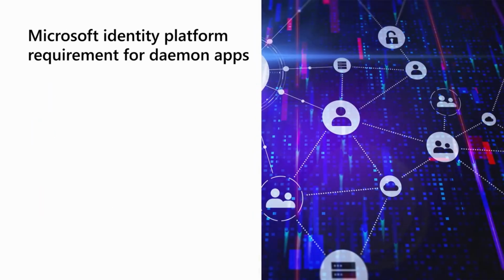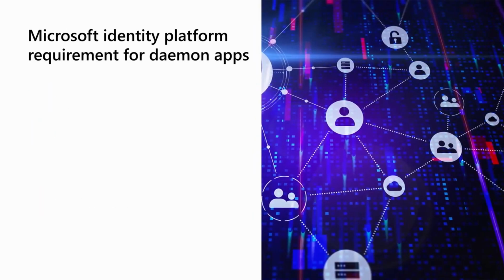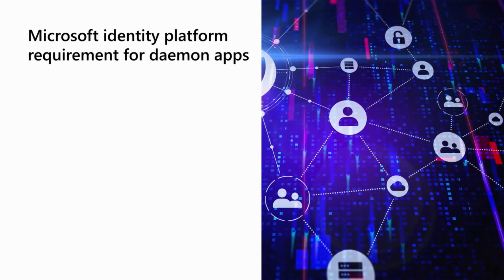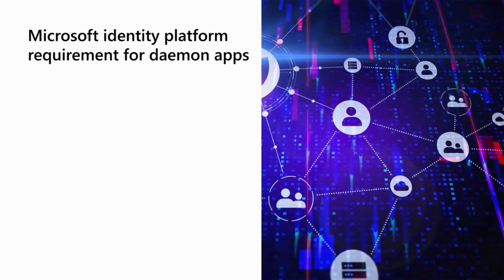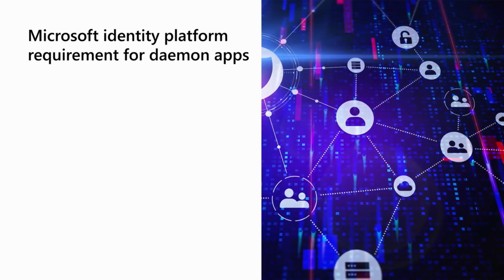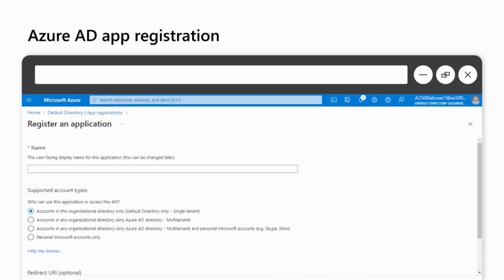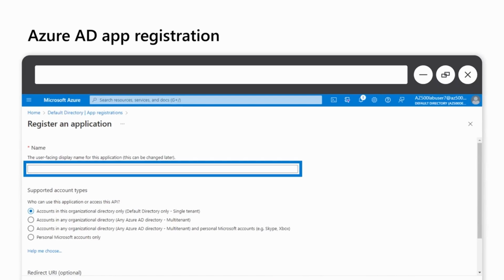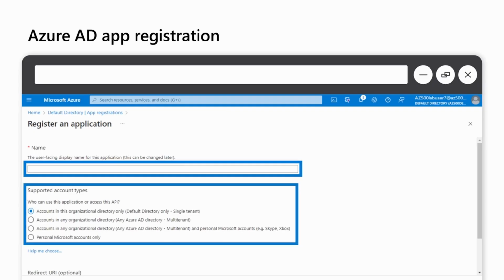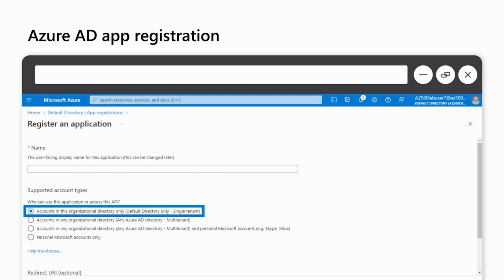For a service or daemon app to use the Microsoft Identity Platform to enable users to authenticate and obtain access tokens for use with services like Microsoft Graph, you must register a new app in Azure AD. To register a new app, on the Register an Application page, enter the name for the application in the mandatory name box. Daemon applications make sense only in Azure AD tenants. So when you register the app, choose one of the following options in the Supported Account Types section: accounts in this organization directory only, or accounts in any organizational directory.